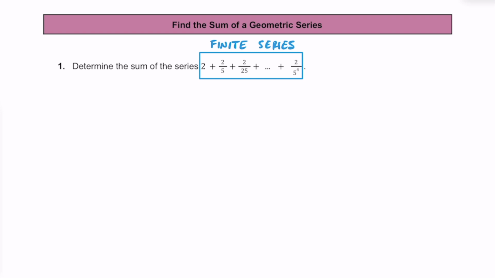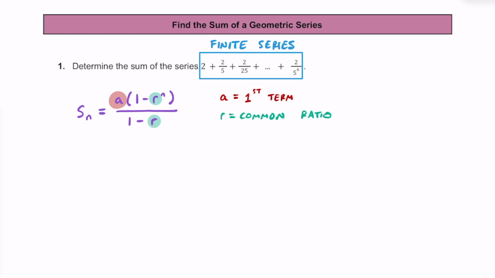And that formula that we're going to use is S sub n, or the sum of n terms, is equal to a times the quantity of 1 minus r to the n power, all over 1 minus r. In this formula, a represents the first term of the series, r represents the common ratio, and n represents the number of terms. If we take a look at our series, we can see that the first term here is going to be 2, so we know our a value is going to be equal to 2.